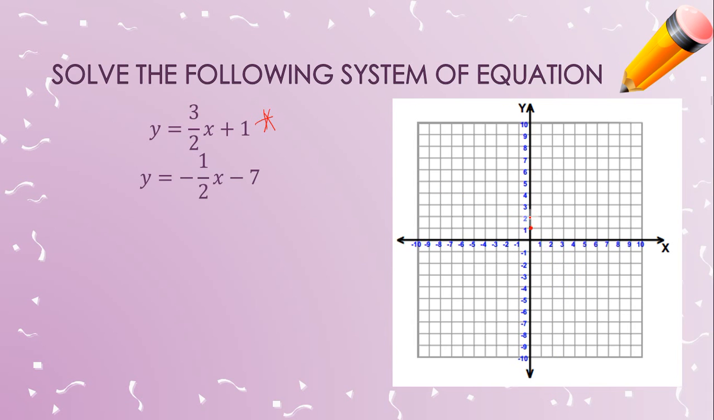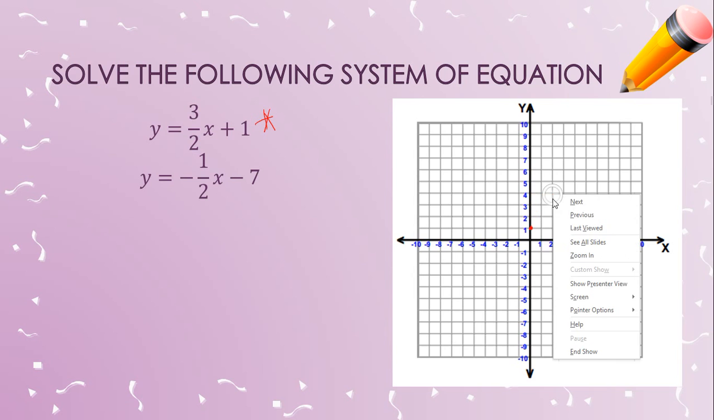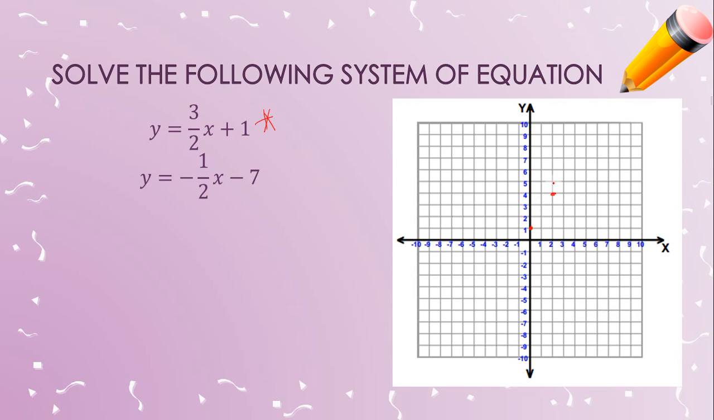And then up 3, over 2. Up 3 over 2, again, and again. Down 3 over 2. Oops. Another one right there. Another one right there. So I'm going to connect my dots here. Something like that.